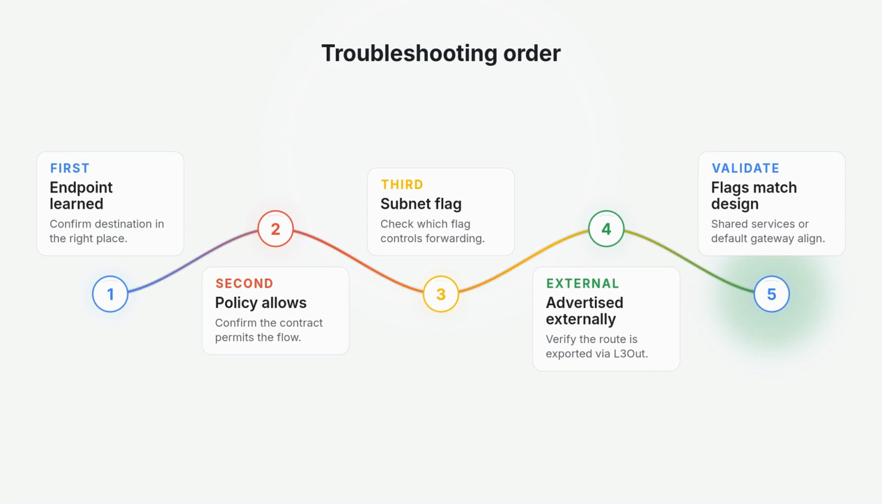Practical takeaway. Endpoint learning tells you where a host is. Subnet flags tell you whether traffic can actually get there. Use a practical subnet flag checklist. First, read the subnet. Next, match the flags to the intended design. Then confirm whether the traffic path supports route advertisement, VRF sharing, or gateway behavior the way you expect. Practical takeaway. If the flags do not match the design, the packet path will not either.